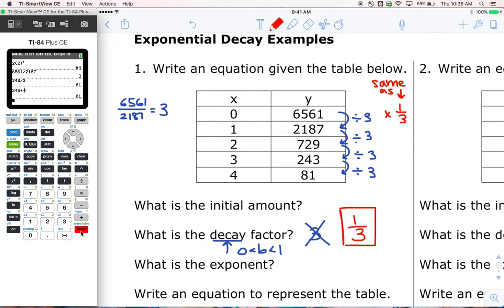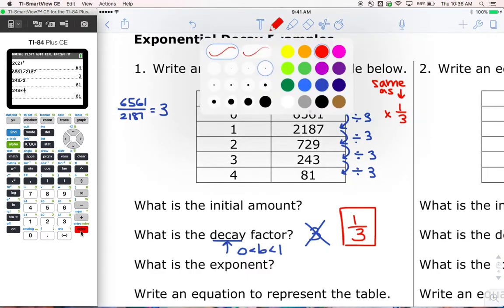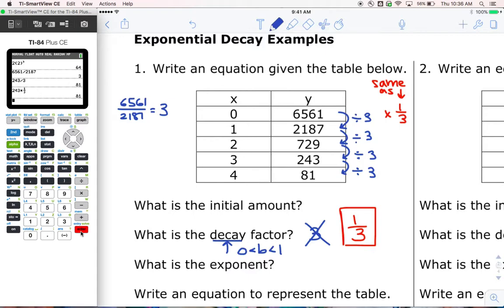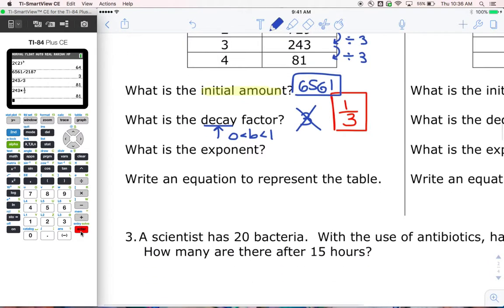Whatever this is, you can put a 1 over it to make it a multiplication problem instead of a division problem, right? It's the reciprocal. Now my initial amount is still pretty simple. I have 0 in the table, so my initial amount is 6561. So my equation with x as my exponent is just y equals 6561, my initial amount, times my decay factor 1/3 to the power of x.